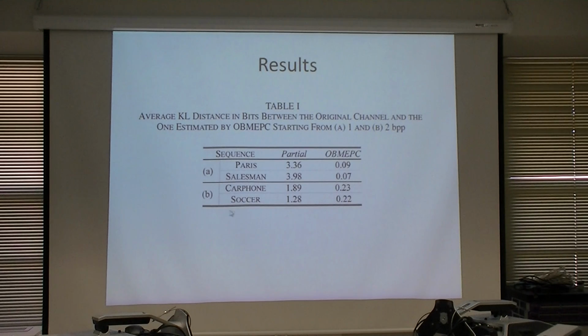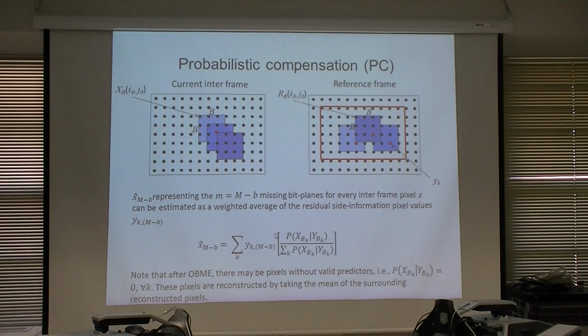And here is the result in this table. Another question: you said maybe we have some pixels for which we did not find any reference pixel. Why does it happen? Because how do we define the best match blocks in the reference frame?